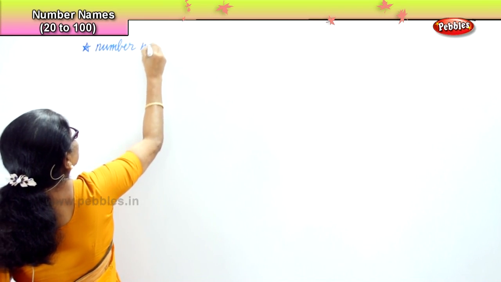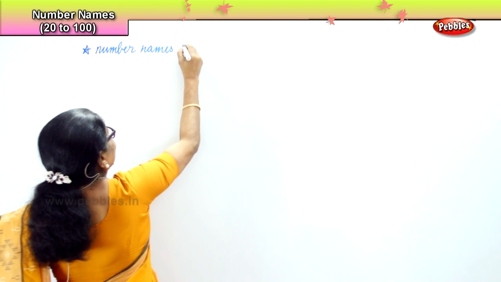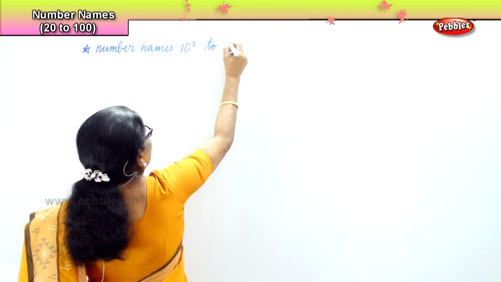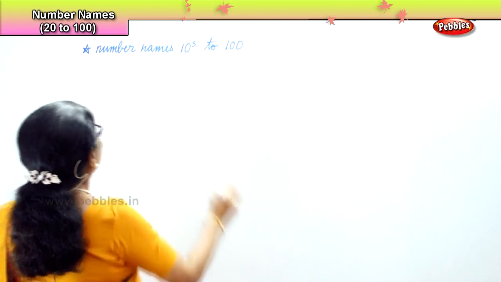Number names, tens to 100. Tens to 100. That's what we are going to do now. We're going to learn to write the number names, tens to 100.